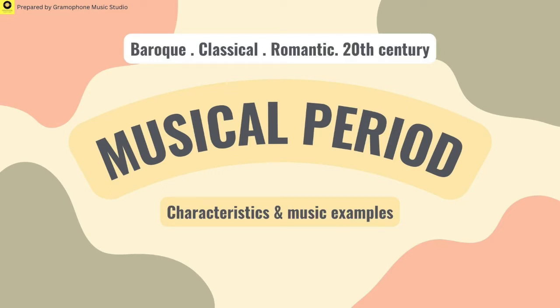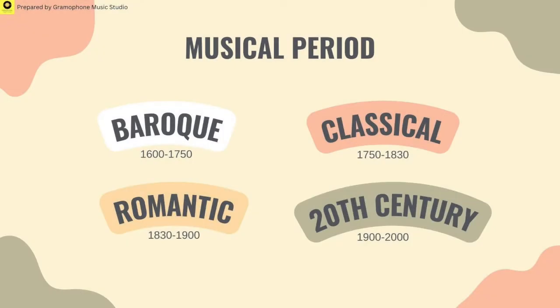In today's video, we'll be sharing how to differentiate the music from different musical periods, their characteristics, and some music examples. The musical periods can be simply divided into four eras: the Baroque period from year 1600 to 1750, the Classical period from year 1750 to 1830, the Romantic period from the year 1830 to 1900s, and the 20th century from the 1900s to year 2000.